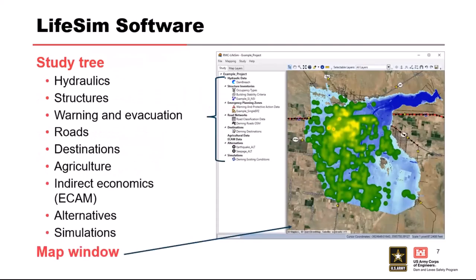Here's a shot of LifeSim. LifeSim is the software itself. On the left, you have your study tree. That's where you input your data for your analysis. And on the right, you have your map window. The map window is integral to LifeSim. It's very, very helpful and useful for not only building your model and identifying areas where you need to put in more effort, but also in understanding your results, viewing maps, viewing various details. Understand the results that LifeSim is telling us.